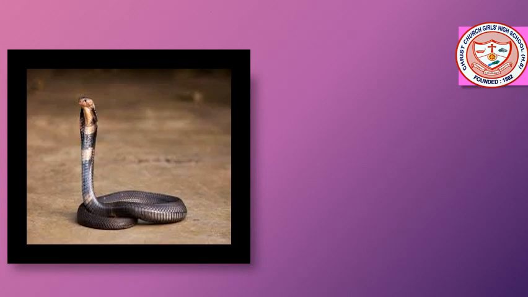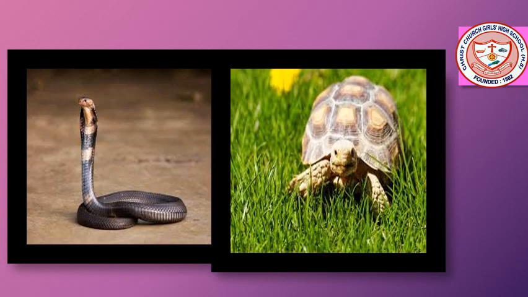Now, can you tell me what is this? Yes, snake. And this one is? Right. Tortoise. Can you tell me what kind of animals we are going to revise now? Correct. These are reptiles. Their body covered with scales or hard shells.